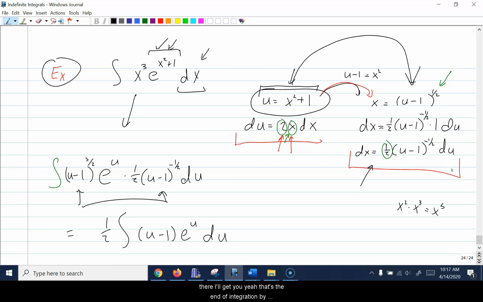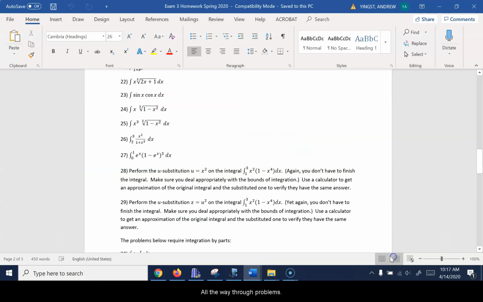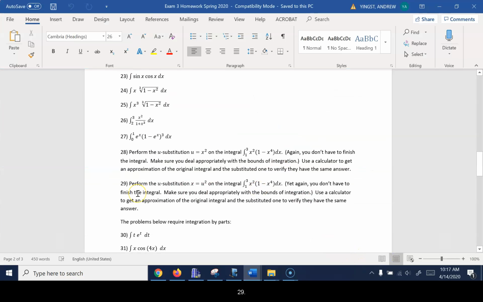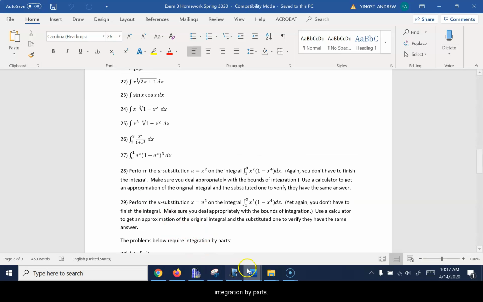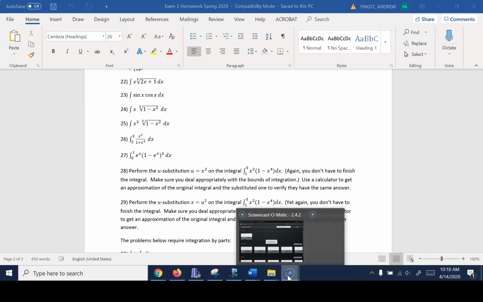Anyway, that's the end of integration by substitution. You now have everything you need to do all the way through problems 29, and after that come back here and learn about integration by parts. I'll be waiting.